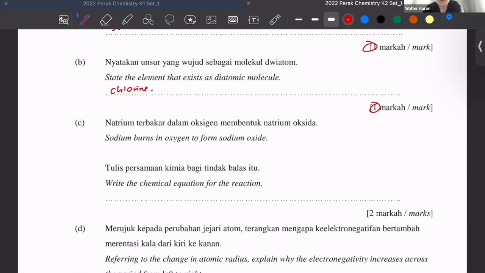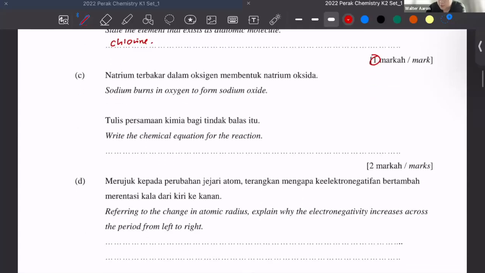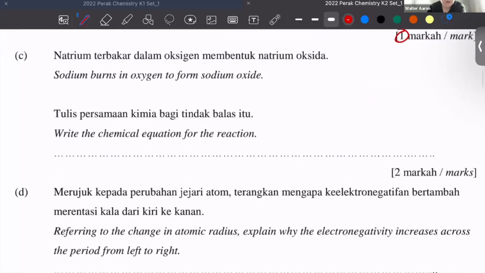Sodium burns in oxygen, okay, to form sodium oxide. Write the chemical equation for the reaction. So this is also very simple. It's basically just Na plus O2, you get Na2O. But to balance the equation, you put 2 over here and 4 over here, and you'll be able to get 2 marks in total. Okay.